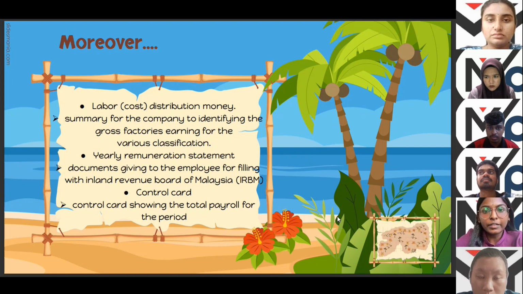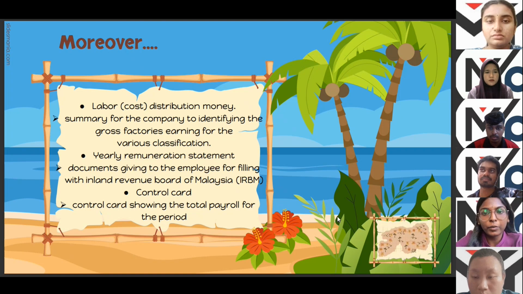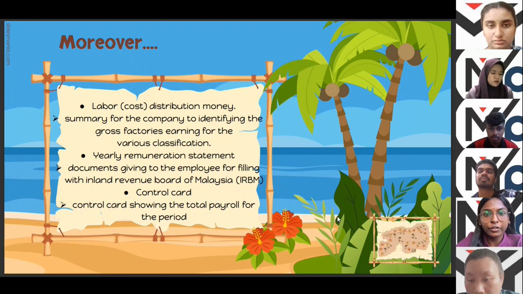In the summary, it will include the hours worked, wages earned and benefits required by the employees. By recording all the data, it will help the management to analyze the labor cost in the factory by each division and how much they need to pay for the labor.